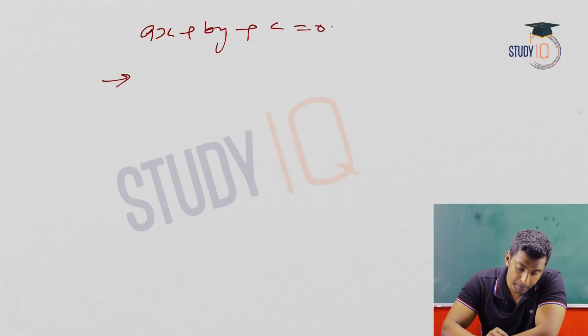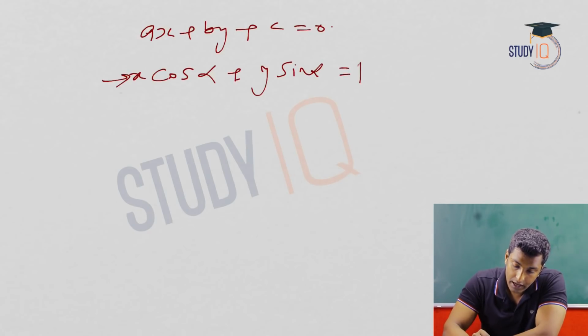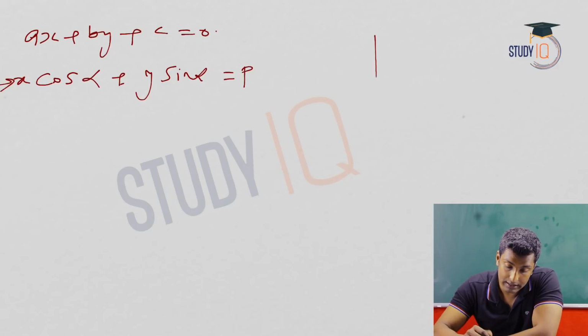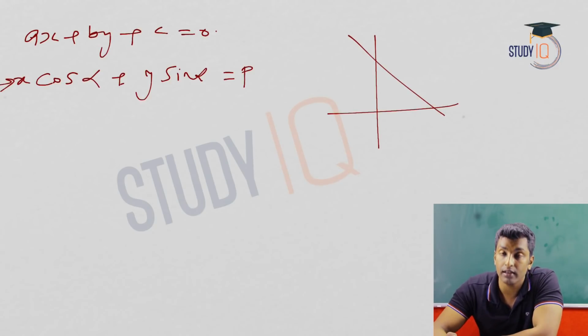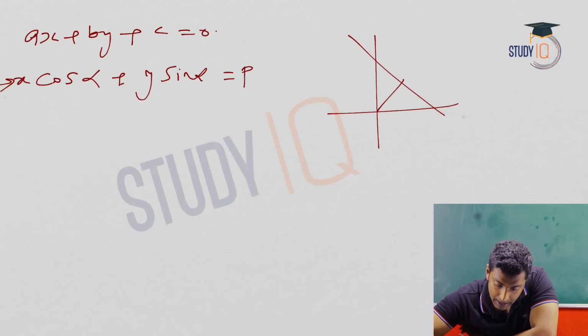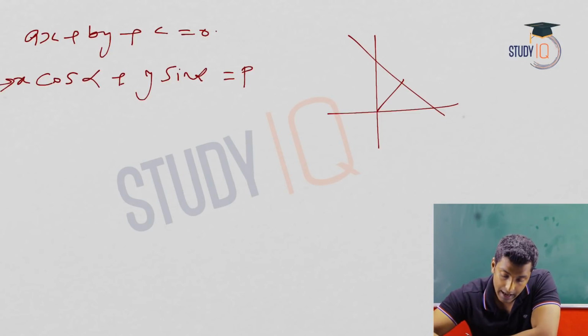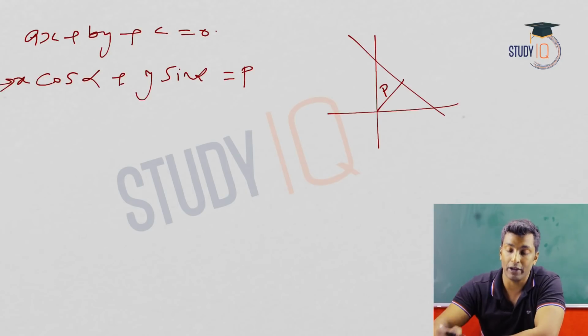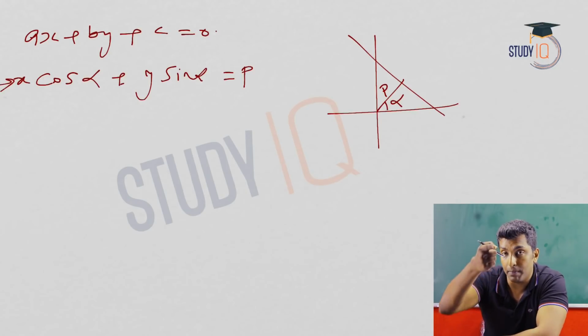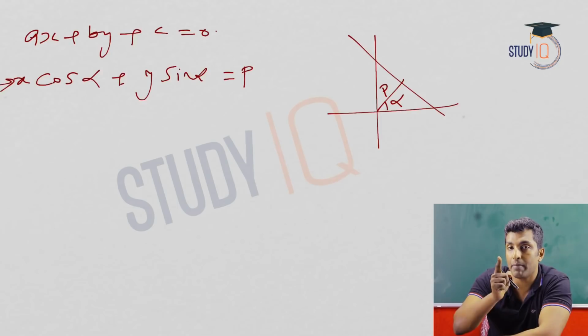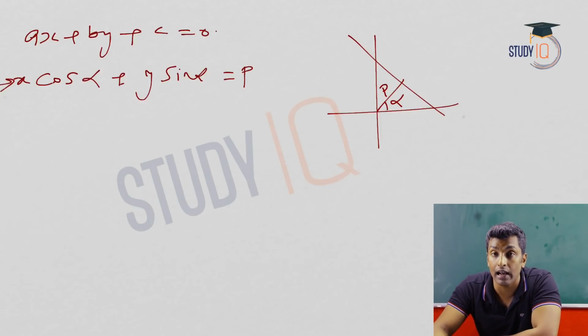What is our normal form? You know this, right? x cos alpha plus y sin alpha equal to p. I hope you remember what alpha and p are. This is your line. P is the perpendicular drawn from the origin to the line, and this length is p, the length of the perpendicular. The angle that the perpendicular makes with the positive x-axis is your alpha.